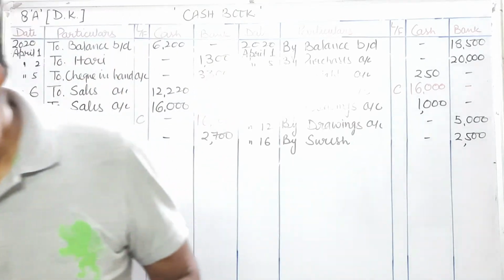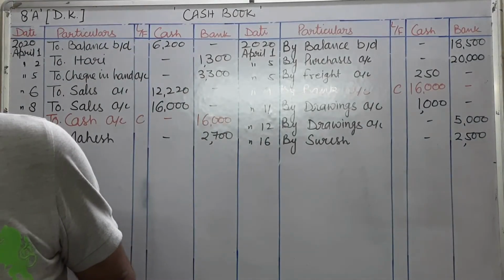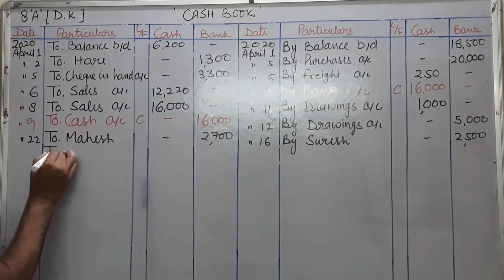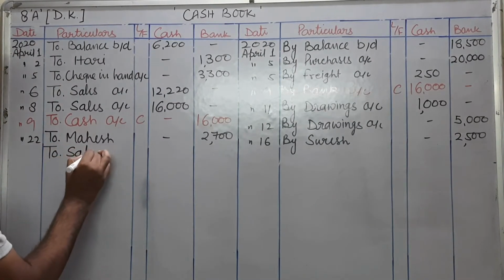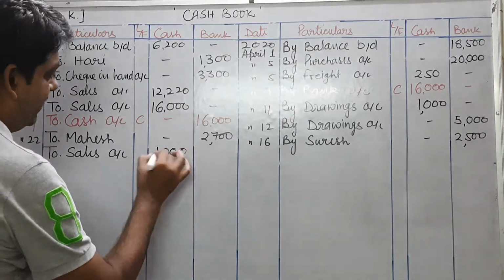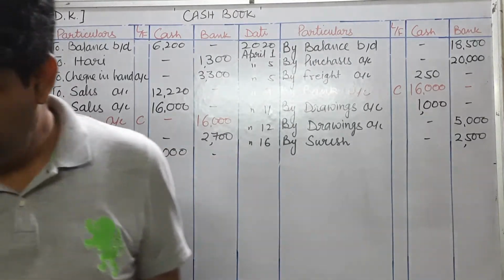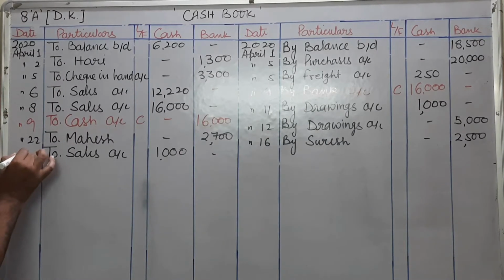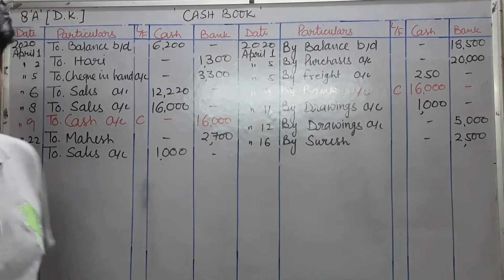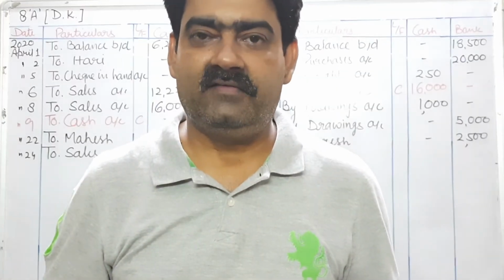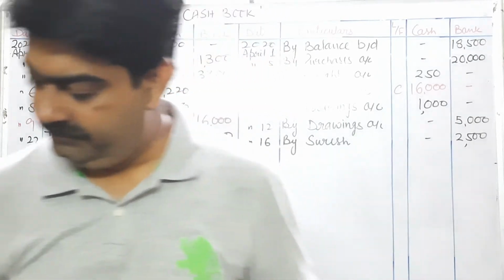Okay, so we are receiving cash worth rupees 1,000, cash account debit to sales. This treatment will come in cash book to sales account. 1,000 will come in cash column, and date is April 24, and check in hand account debit to sales will be posted in journal.